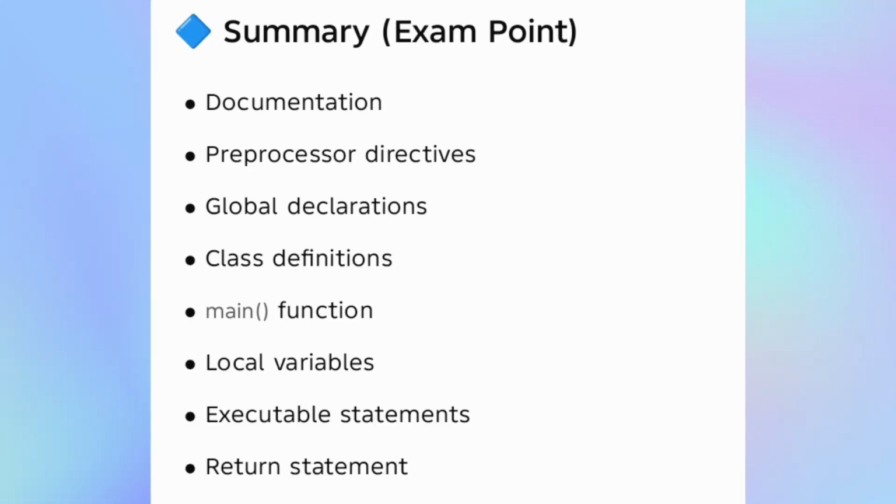Summary from the exam point of view: documentation, preprocessor directives, global declaration, class definition, main function, local variable, executable statement, and return statement. These statements are required in the structure of C++ code. This is a summary, especially for Part B questions from the Anna University examination point of view.